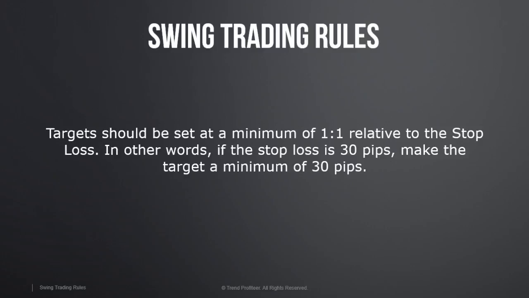Targets should be set at a minimum of a 1-to-1 ratio relative to the stop loss. In other words, if the stop loss is 30 pips, make the target a minimum of 30 pips, just like trend trades. And just like trend trades, you want to be open and receptive to closing your trades early if they're really struggling to get to that first target to lock in profits, or tighten your stops at that point if you're seeing trades struggle getting to that first target.